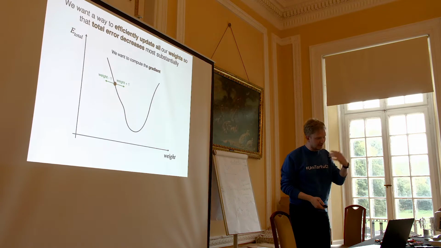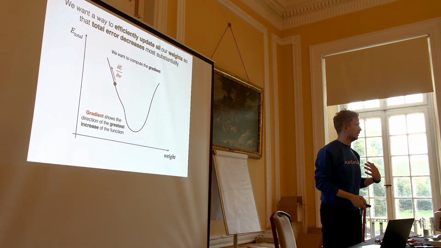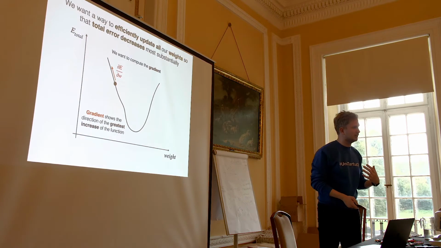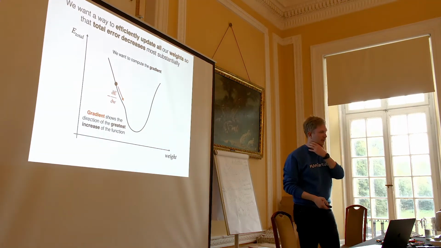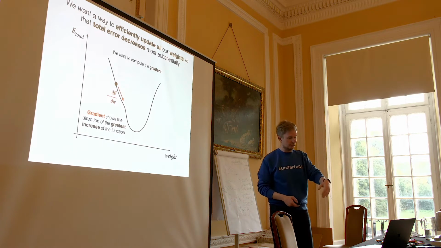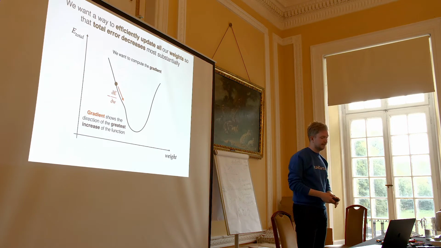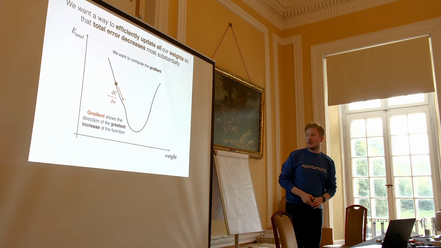So we want to calculate the gradient. The gradient shows the greatest increase of the function. We don't care about the increase of the function, we care about the exact opposite: the decrease of the function. So that's why we go downwards. We try to find the minimum of the function, the minimum of the error. This is what we are about.